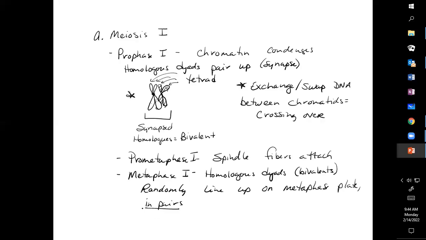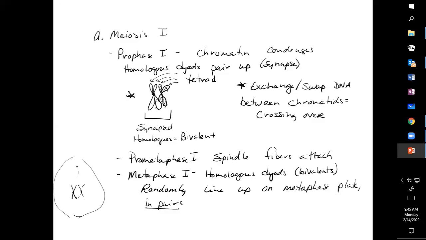So actually, let me try to diagram this out. What I mean by randomly, well, I'll save it for the end. I'll do a little sidebar over here. So I'm going to do a shortcut, make my homologs look like these, a little easier for me to draw. So they line up in pairs on the metaphase plate.